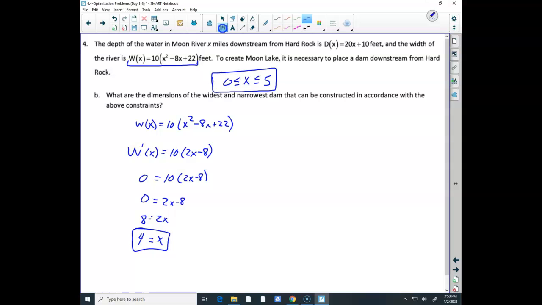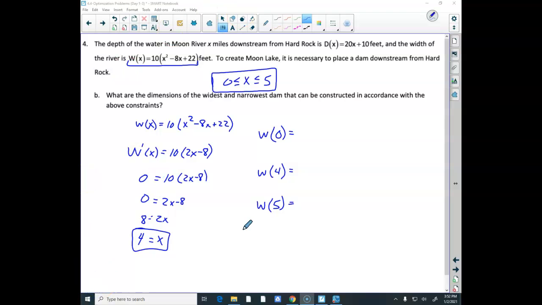So what I want to do is find what is the width at 0, what is the width at my critical value of 4, and what is the width at my other endpoint of 5, so I can see where it is widest and where it is narrowest. And right now I'm going to fire up my calculator and do some defining in there to find these values rather than do them longhand.